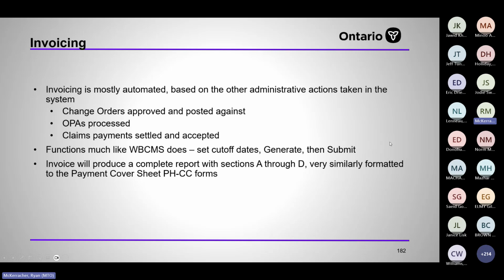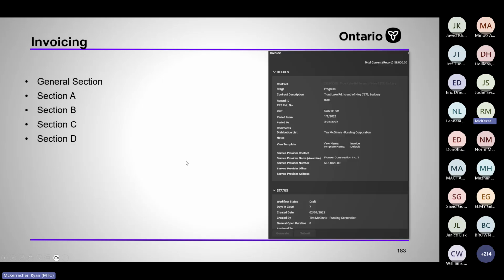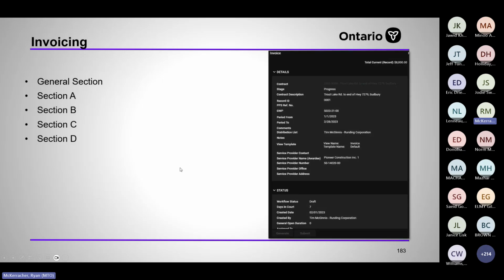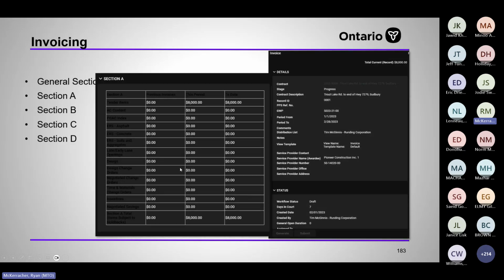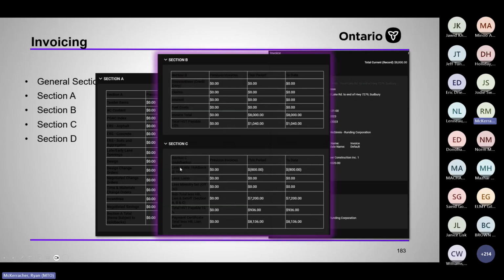You set the cutoff dates, generate, then submit, and an invoice will produce a complete report with sections A through D, very similarly formatted to the PHCC form. So you've got the general details here, and then your section A, section B, C. Section B is not subject to holdback. Section A is subject to holdback.